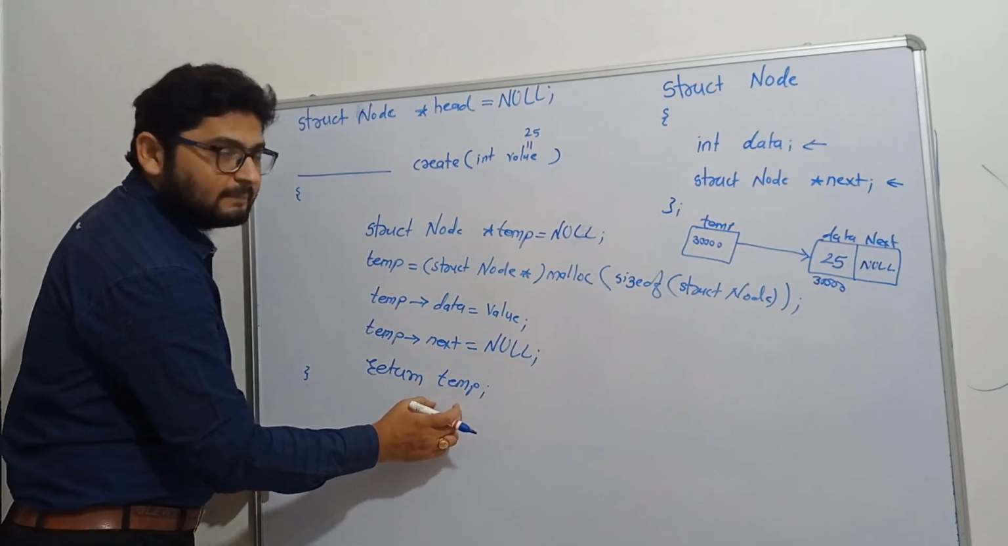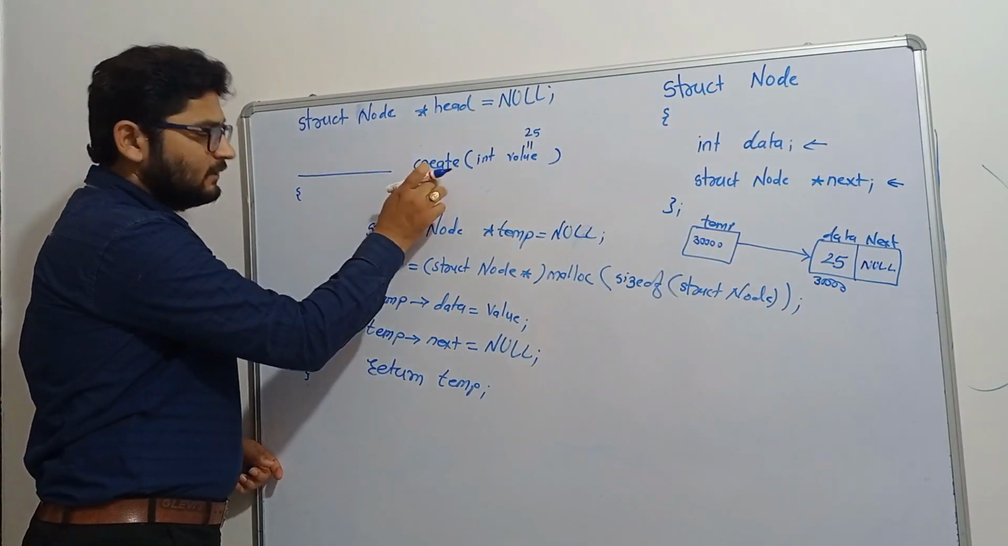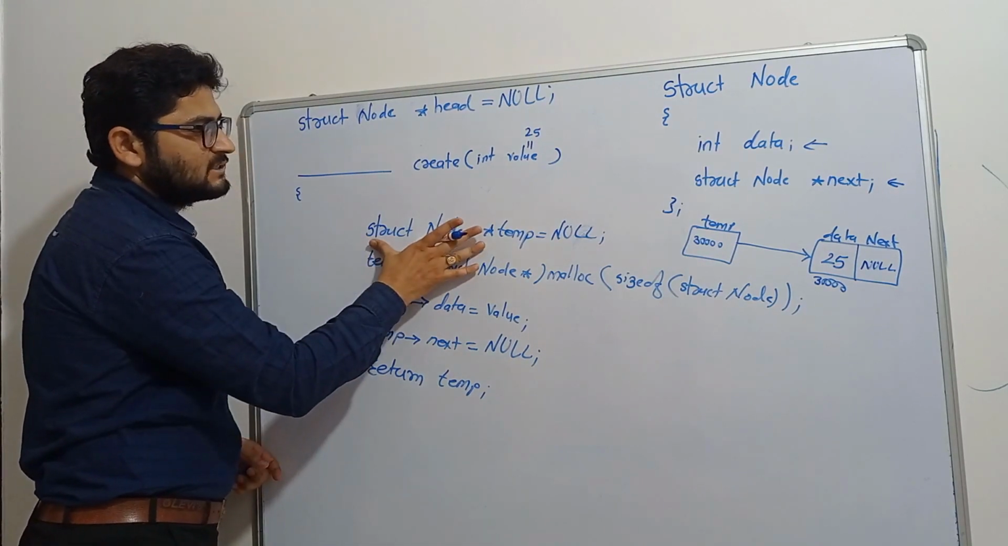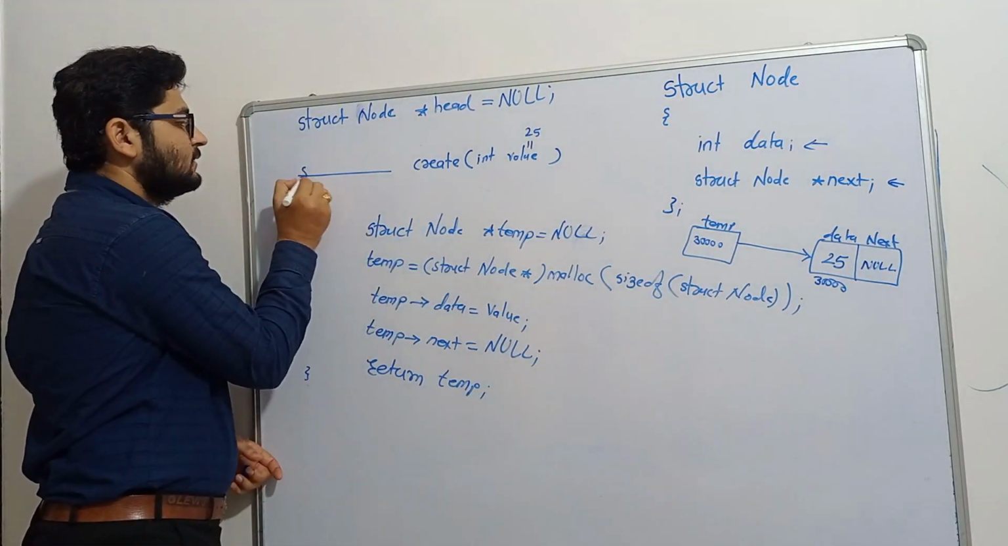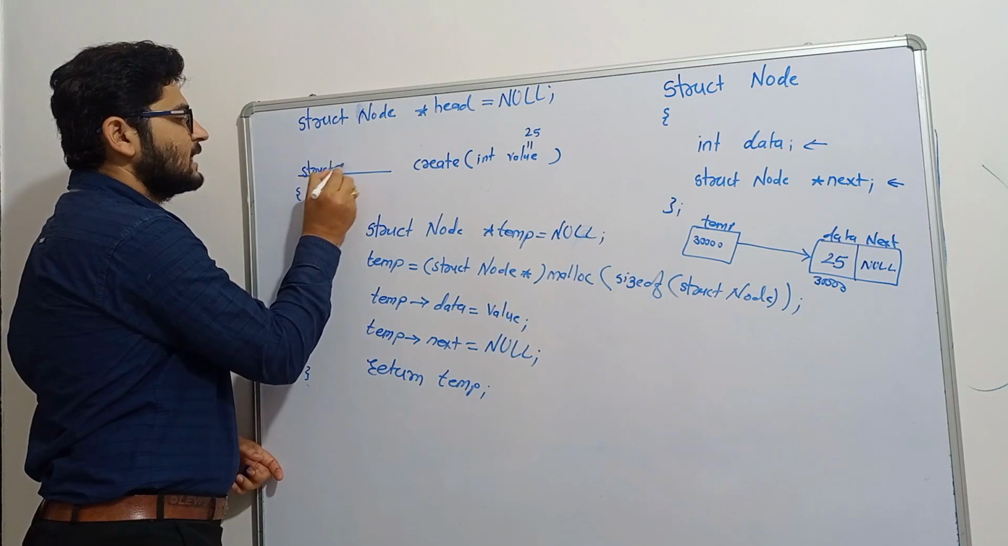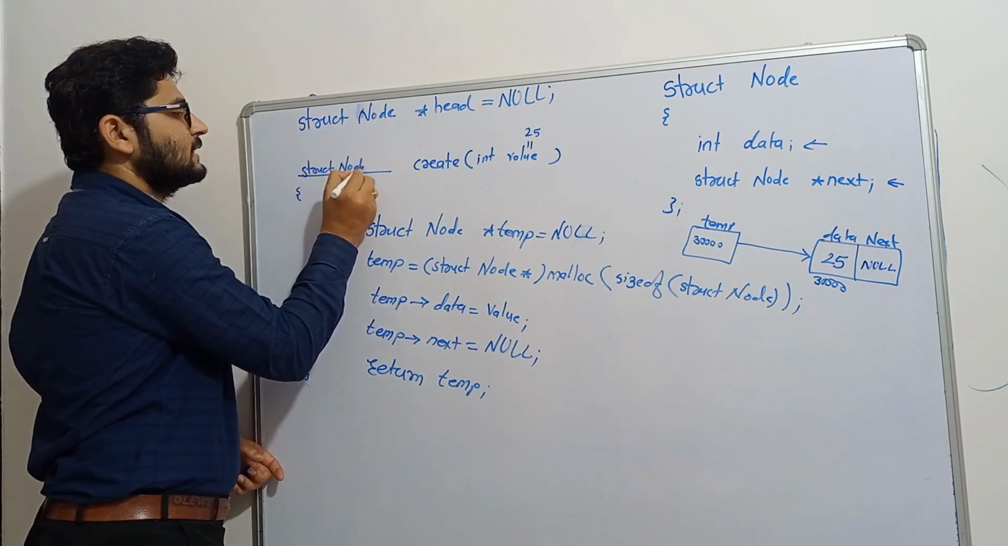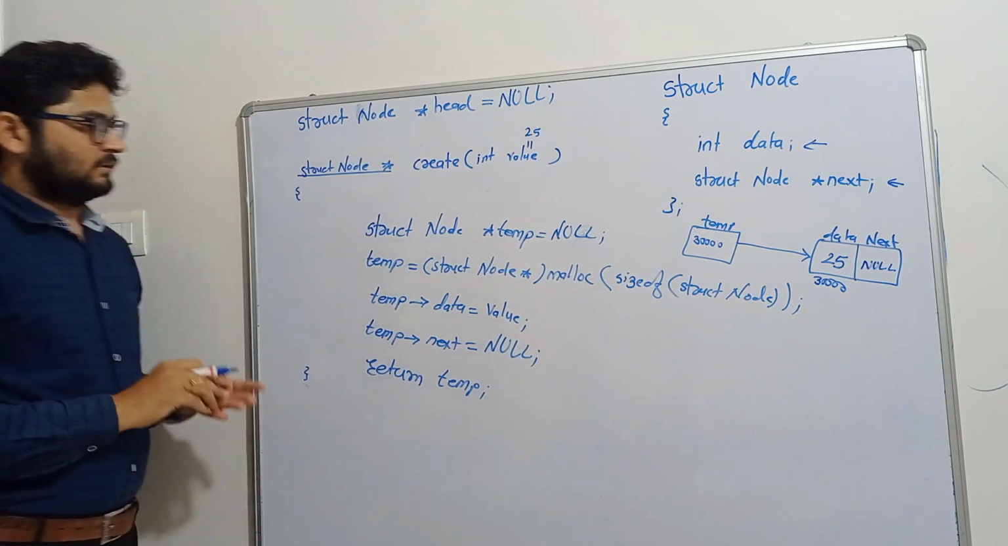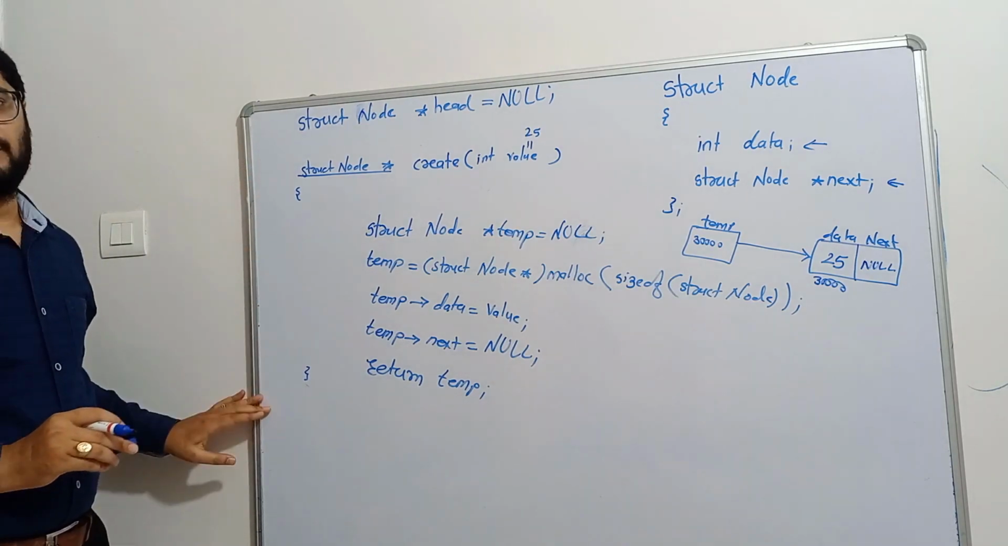Now what are we returning over here? Temp. So what will be the return type of this create? What is the type of this temp? This is nothing but struct node star. That's why the return type of create will be struct node star. So this is nothing but the complete code of create.